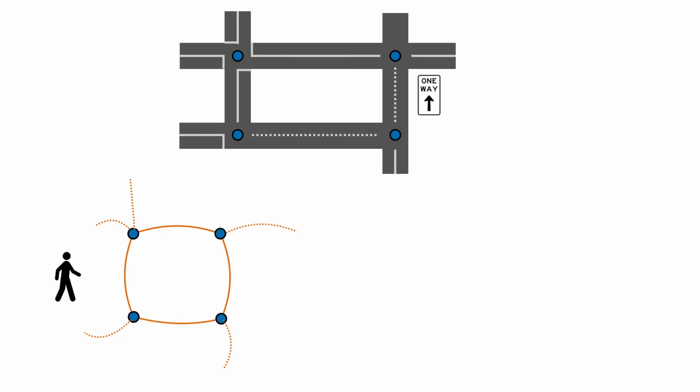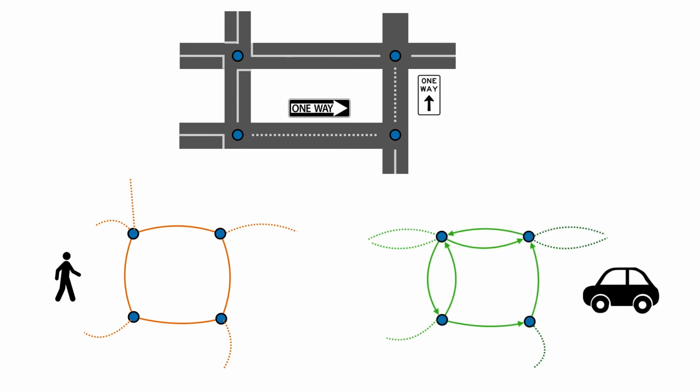For cars, the situation is more complex. We know that there exist one-way roads in which the car can traverse only one direction. For this, we can use directed graphs. For example, in this graph, we can see that there are two-way roads and some that are only one way. Using this graph, we can plan the route of a car respecting the rules of the road.